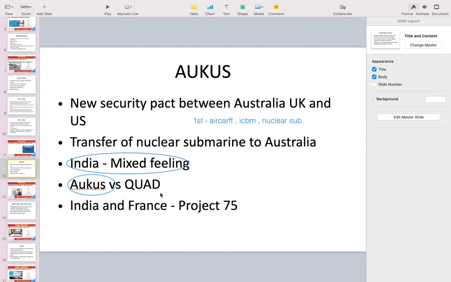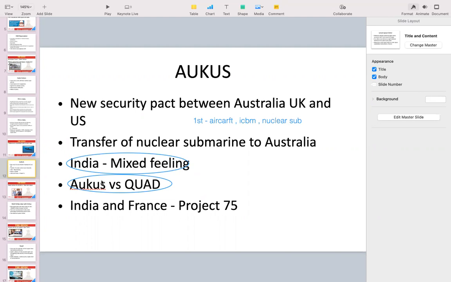Now this new grouping takes the focus out of Quad. So what was the need for it? Or couldn't we just have done it in the Quad forum? Why is there a need for a new grouping? That is again a problem or concern for India.